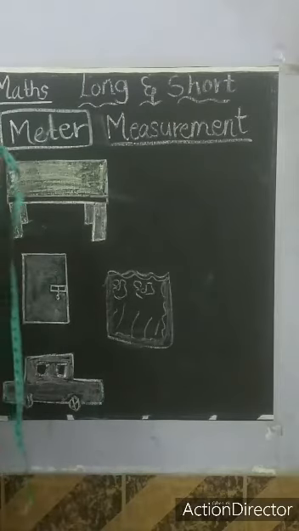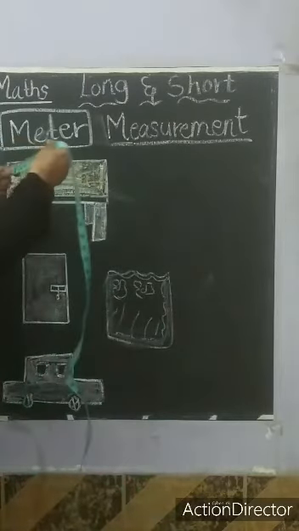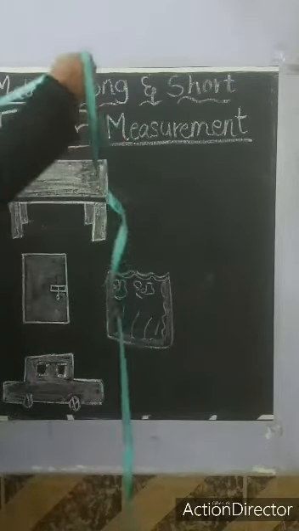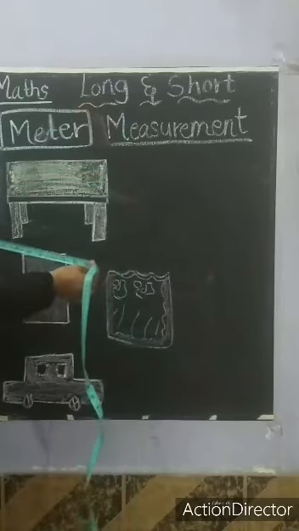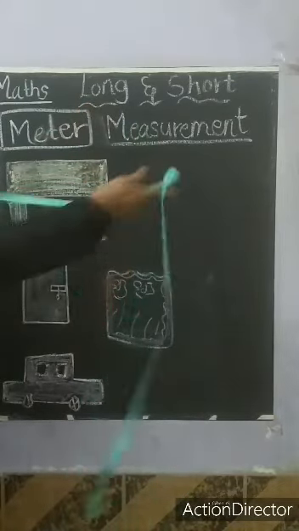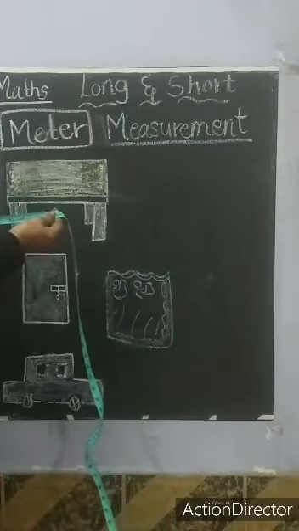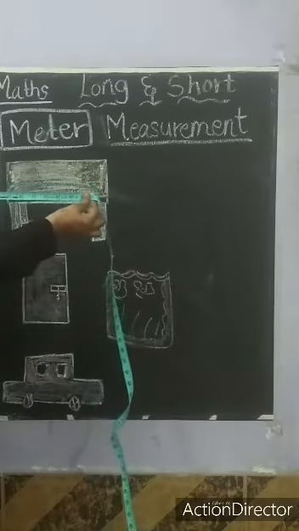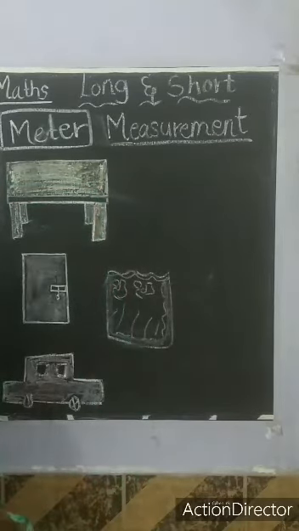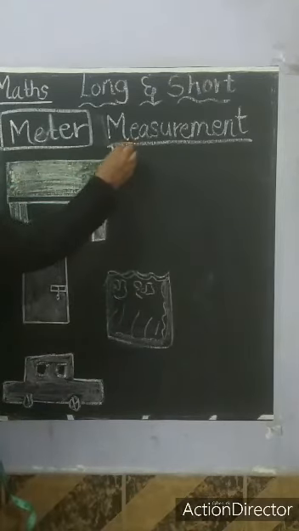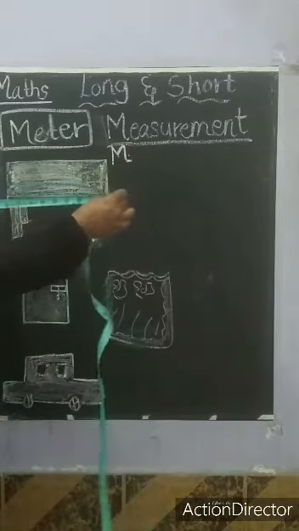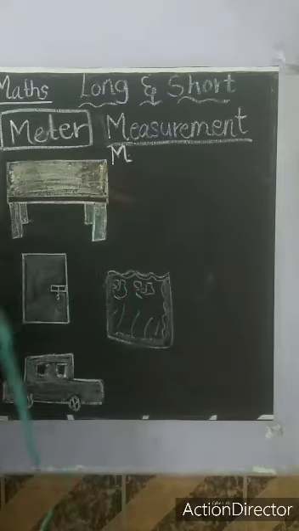We need a long meter tape. This is called a meter tape. Children, this is a meter tape. We have to measure all these things with this tape only. Now this meter tape is 1 meter long. Meter is represented by M. Longer things we have to measure with the meter tape. If you have a long cloth.